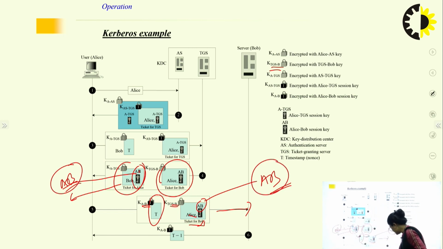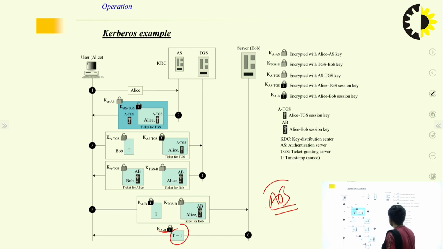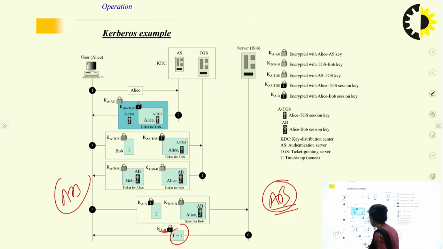Once the shared session key is received, using that shared session key the server decrypts this message and gets to know the timestamp T, because it is encrypted using the session key AB, which was generated by TGS and given to Alice. So after this step, since T is known, to further authenticate itself, what does the server do? It decrements the timestamp by 1, encrypts it by the key AB, which is known to both Bob and Alice, and then sends it to Alice.